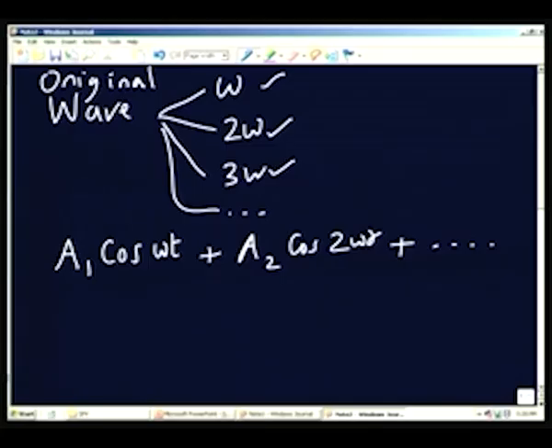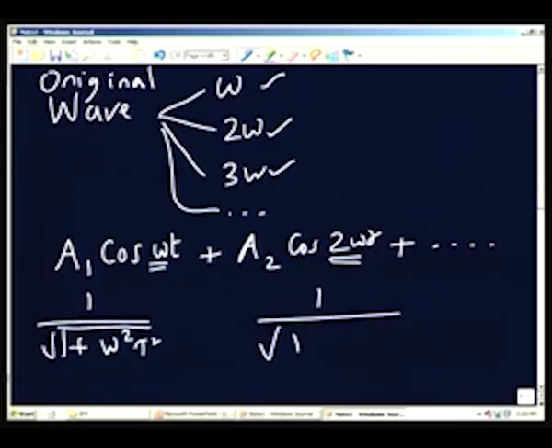We want to just look at how the solution is going to be. The first component is at omega, the second one is at 2 omega, and if you remember, the amplitude reduction factor for the first will be 1 over square root of 1 plus omega squared tau squared, and for this it will be 1 over square root of 1 plus 2 omega tau whole squared.